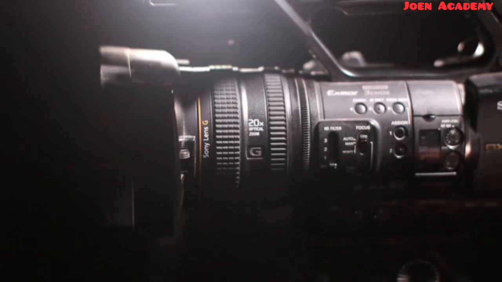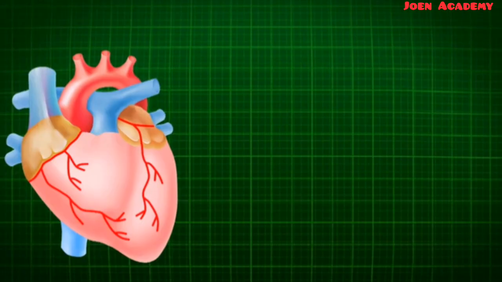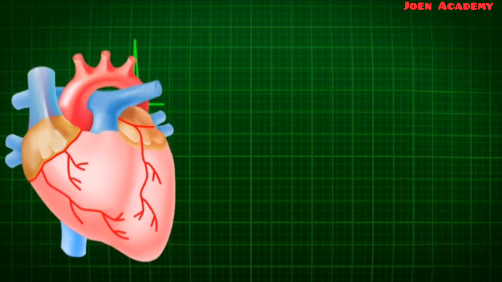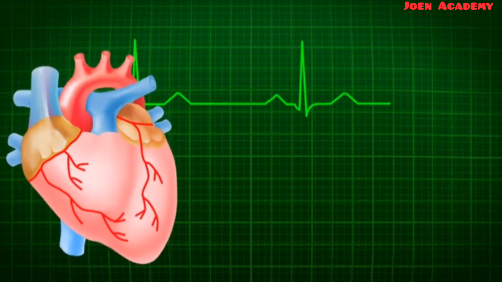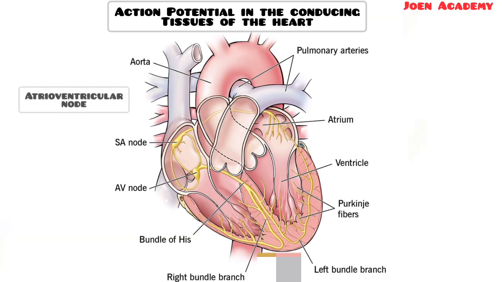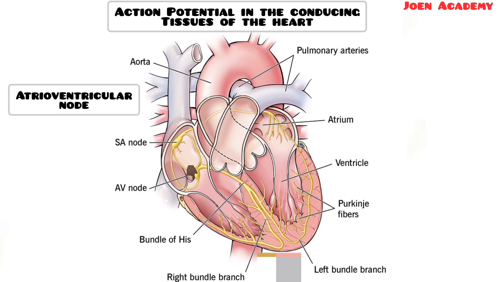In our previous video, we were able to look at the action potential in the atria. There is every need for you to watch the video so that you can flow along. Use the link in the description of this video. In this video, we will be looking at the other special conducting tissues of the heart. Atrioventricular node being one of them.